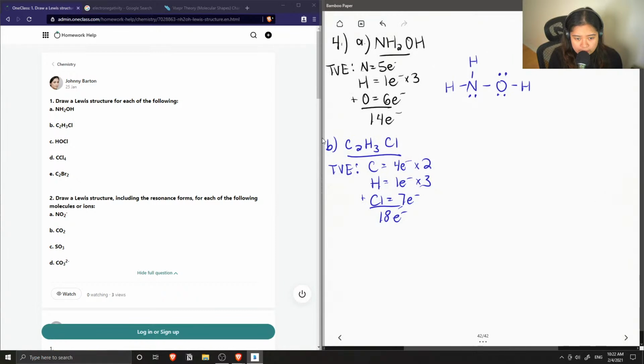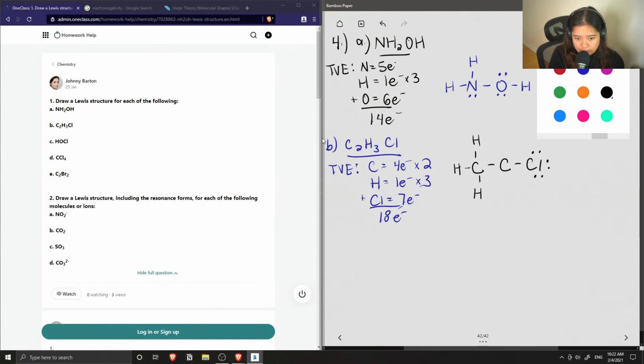So now let's draw out its skeletal structure with carbon that can be attached with the 3 hydrogens, and then another carbon is attached to the chlorine. So now let's draw out the lone pairs on our chlorine, and you can see that this is not a likely structure because our carbon doesn't have a full octet yet. We also have only 16 electrons in this structure as well.